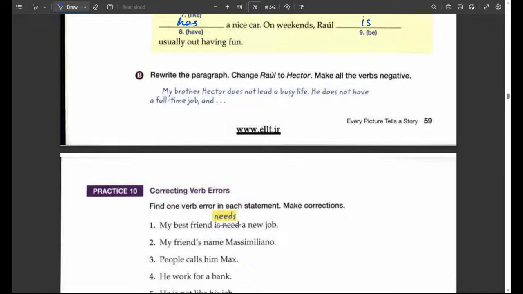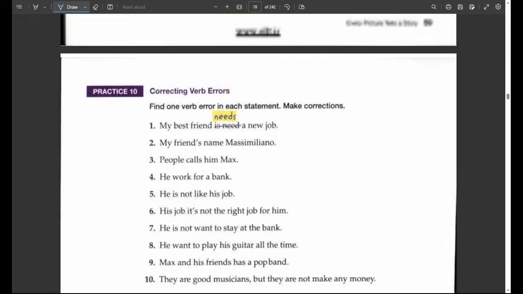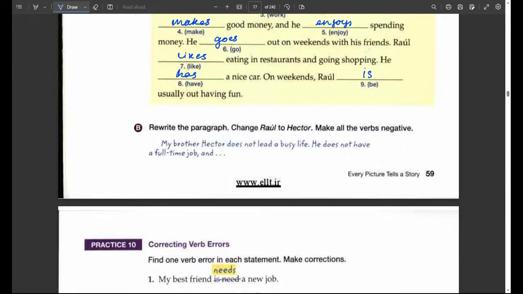Write a paragraph. Change Raoul to Hector. Make all the verbs negative. My brother Hector does not lead a busy life. He does not have a full-time job. And okay, so let's write this. This is a challenge. All right.